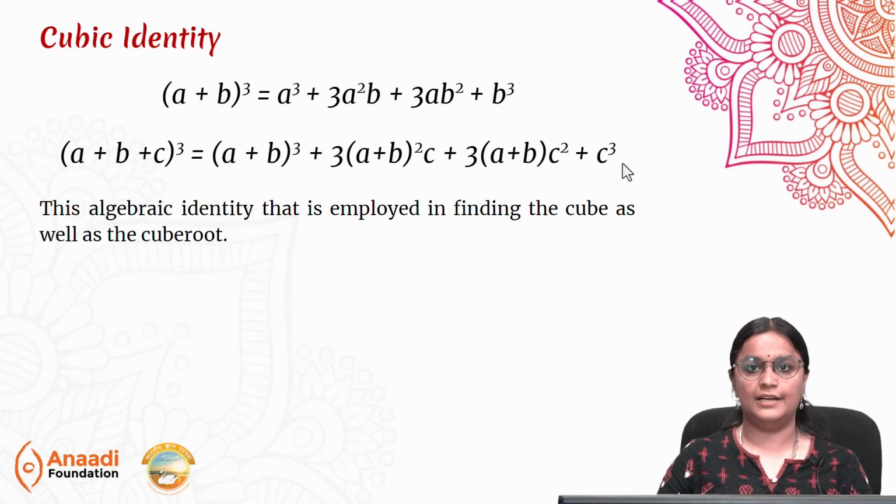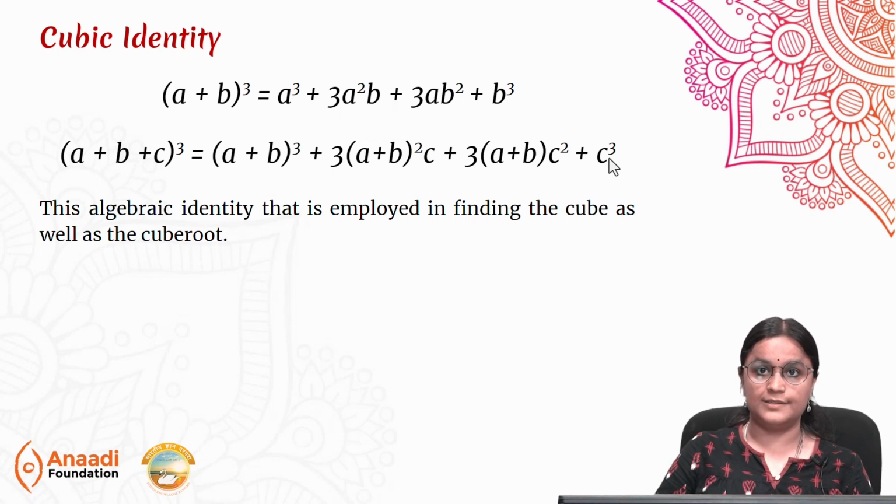Just for our understanding, we will now see how computing a plus b plus c whole cube is not very different from computing a plus b whole cube as we did before. If we take a plus b as one unit, then our expression becomes a plus b whole cube plus 3 a plus b whole square c plus 3 a plus b c square plus c cube. This particular algebraic identity is employed in finding the cube as well as the cube root.